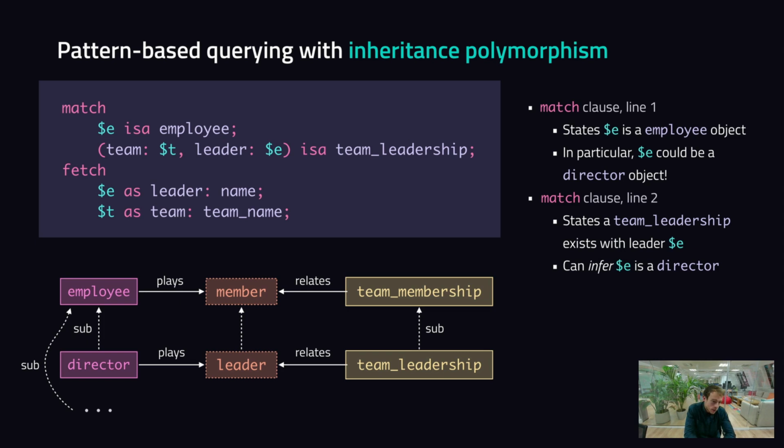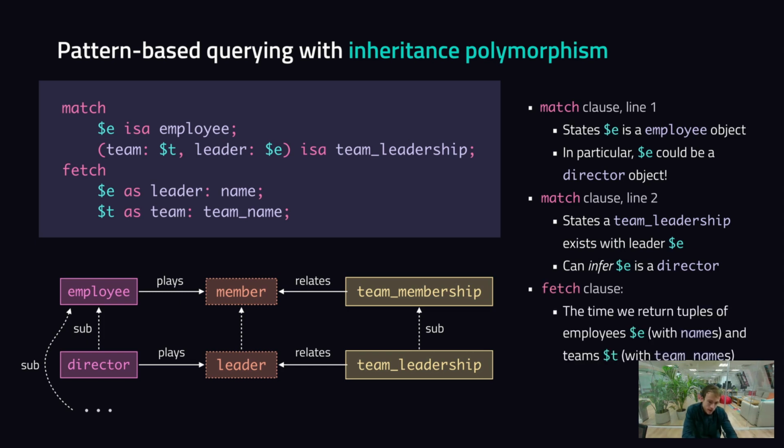How can that be? I mean, after all, we initialized E as an employee object. Well, because E can in particular be a director object, the type checking still works out here. In fact, we can infer that E must be a director because only a director plays the role of a team leader in our schema. And then finally, as before, we have the fetch clause, which nicely formats the answers that we're interested in.